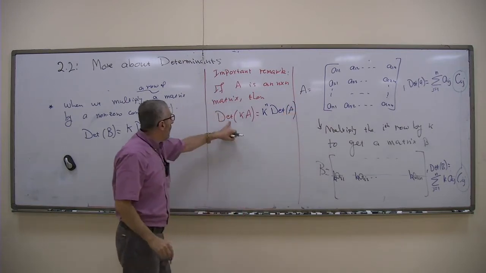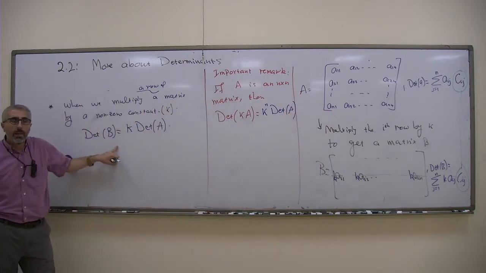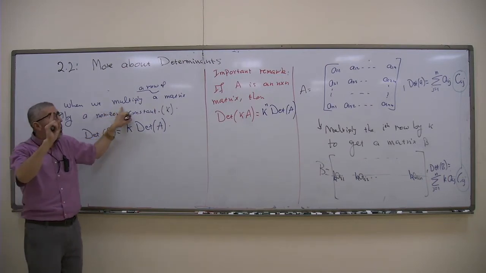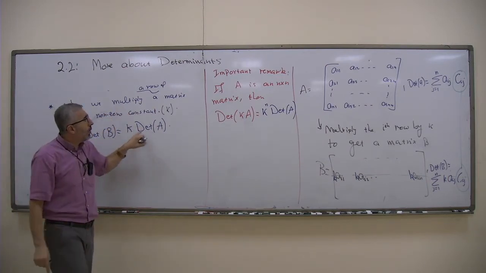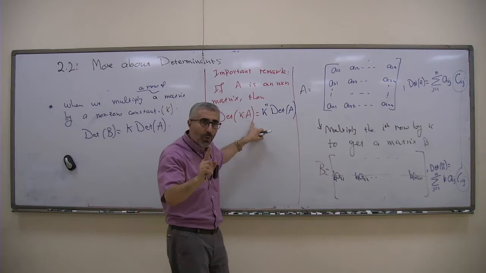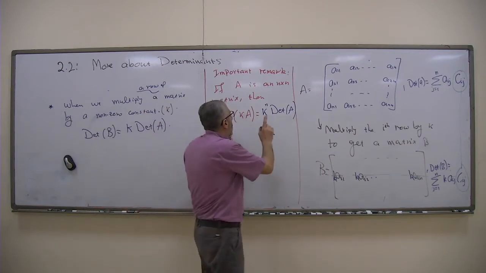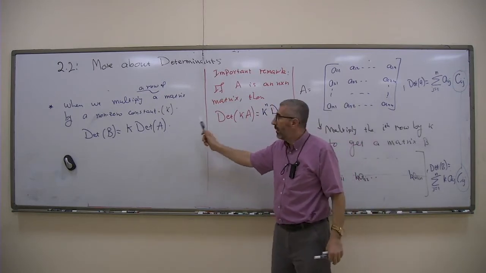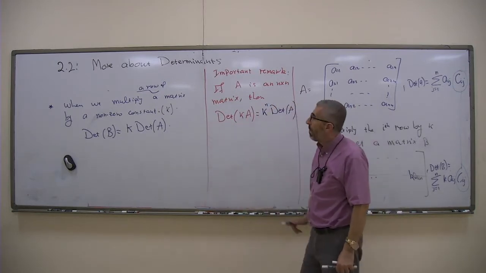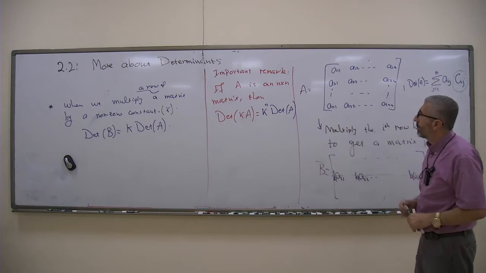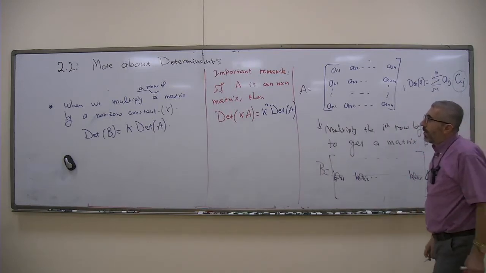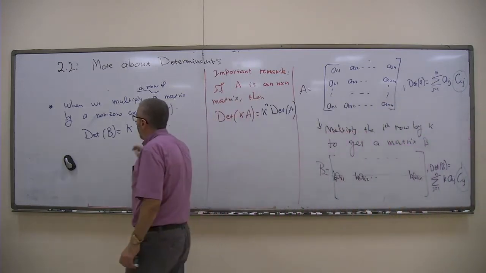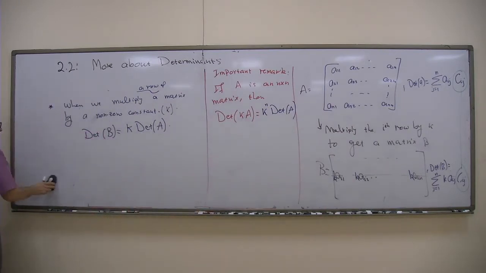So please don't mix this with this. Here we are talking about multiplying one row by k. Here we are talking about multiplying the whole matrix by k. Usually students mix this one with this one. Please don't mix between them. All right, so now we understand the effect of multiplying a row by a number k.